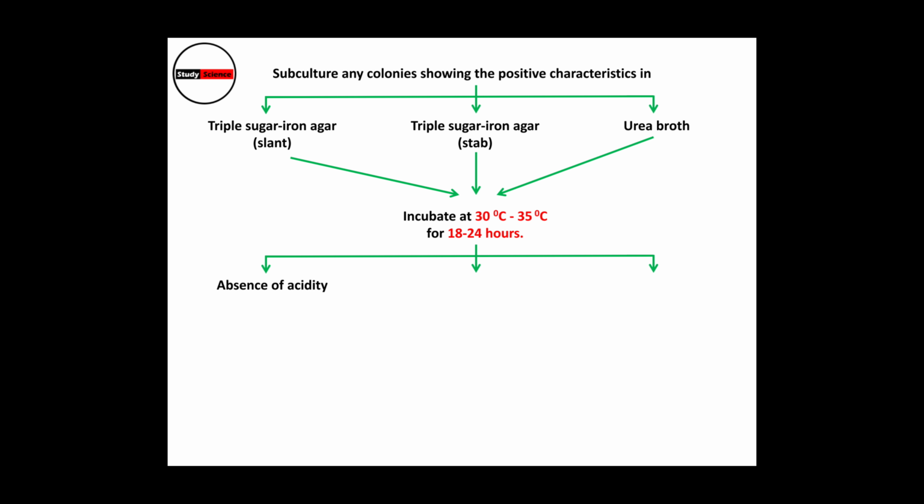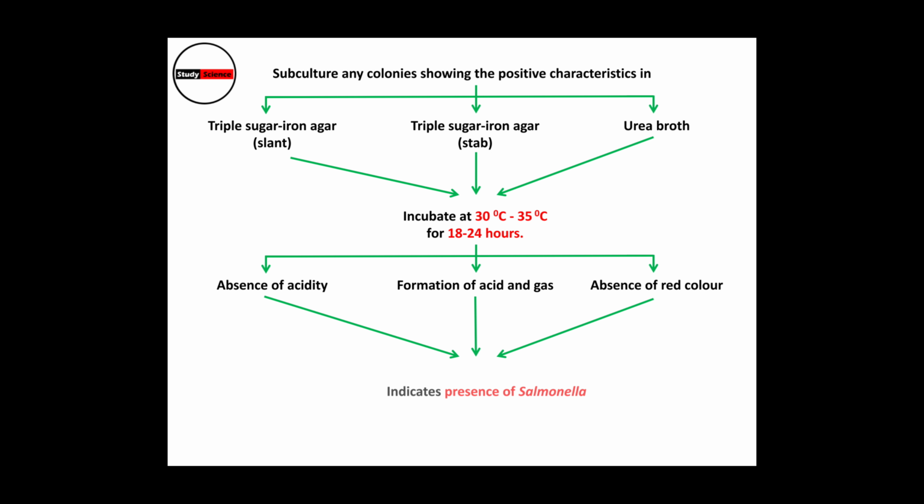In first case, if you find absence of acidity, in second case, if you find formation of acid and gas, and in third case, if you find absence of red color, it means presence of Salmonella.